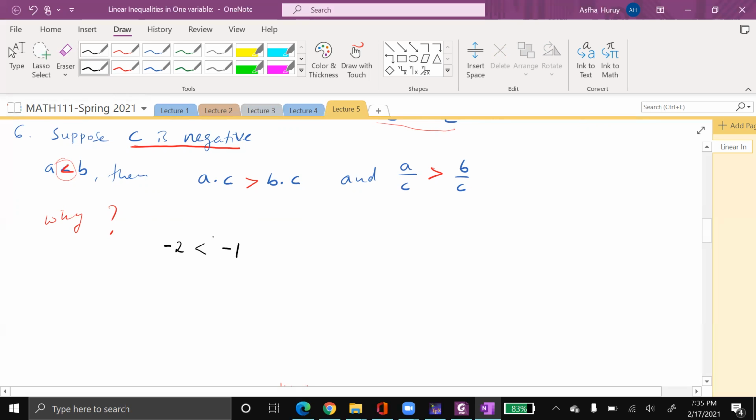Now let's multiply both sides by a positive number. Let's call that positive number, I don't know, 2. Let's multiply both by 2. 2 times -2, 2 times -1. Let me use a different color.